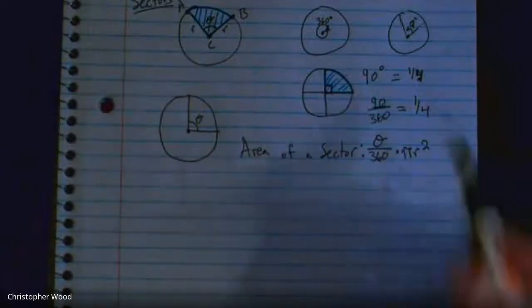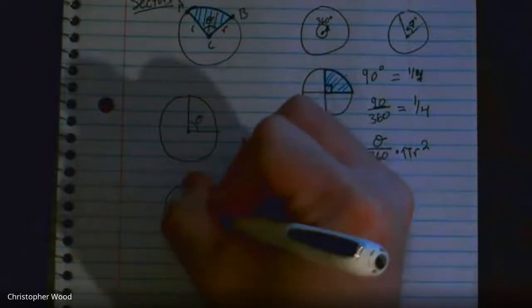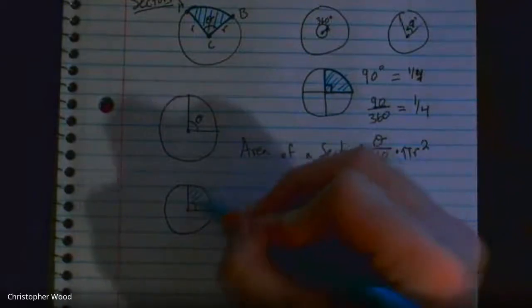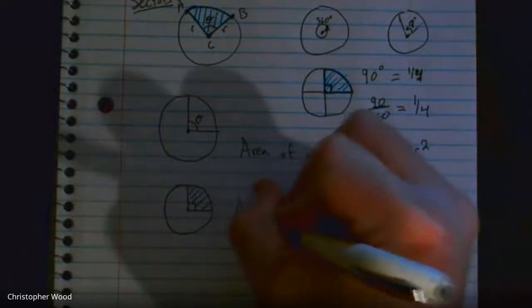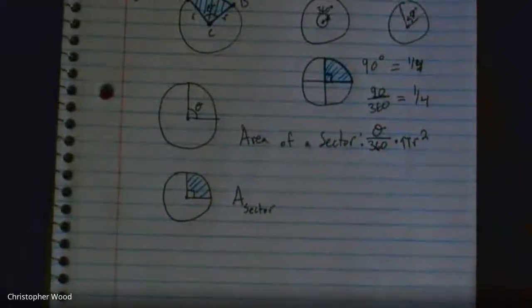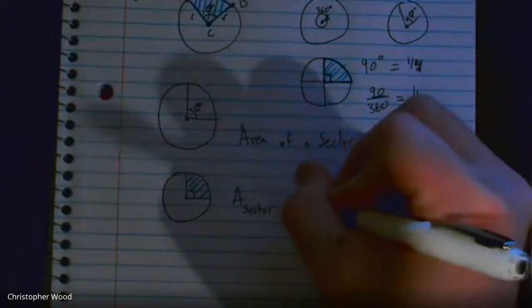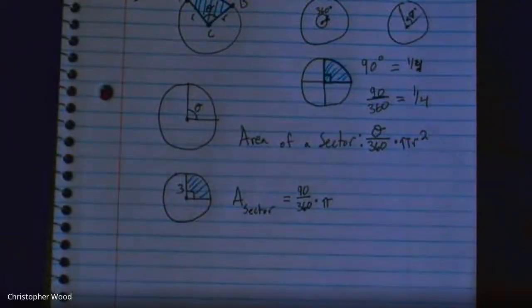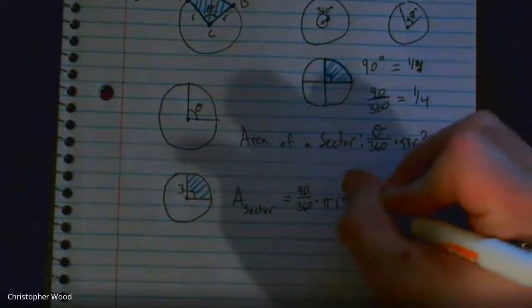So we already looked at the 90, but let me try that one more time, just to write out the full thing. Let's say I know that that's a 90-degree angle, and I'm trying to find the area of that space, the area of the sector. So the area of the sector, here's how I'm going to notate it, A sector, equals 90 over 360 times pi. And I need to write a radius in here. Let's say the radius of this problem is 3. So I get pi times 3 squared.